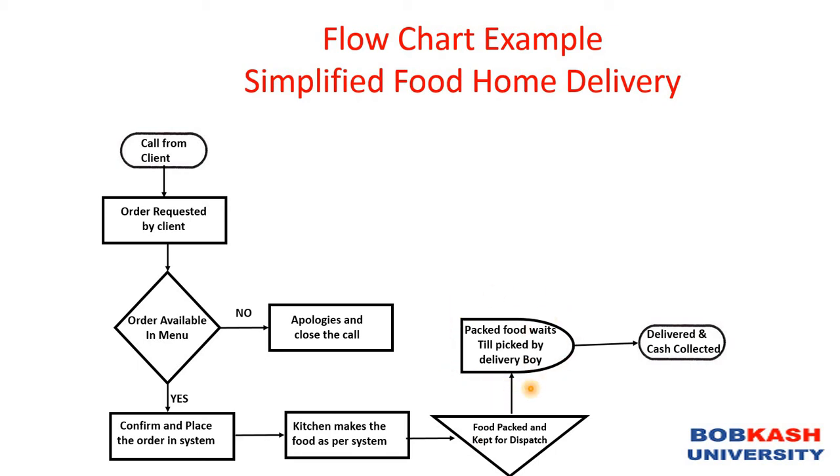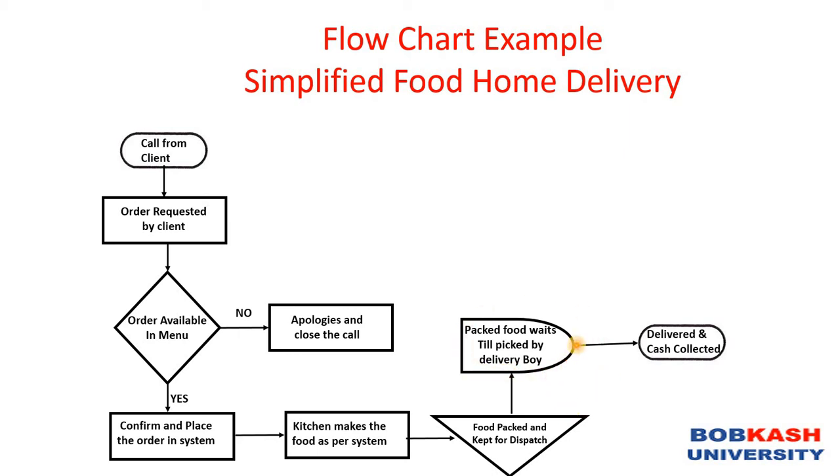So it is a delay, because the packed food waits in the storage area till it is picked up by the delivery boy, because the delivery boy has already gone out in the field to deliver the previous orders. So unless he comes back and picks up the packed food, this food will be lying in the storage area. Remember, we were using the inverted triangle for storage, and we were using this D symbol for delay, or wherever the process is on hold. So this is for delay.